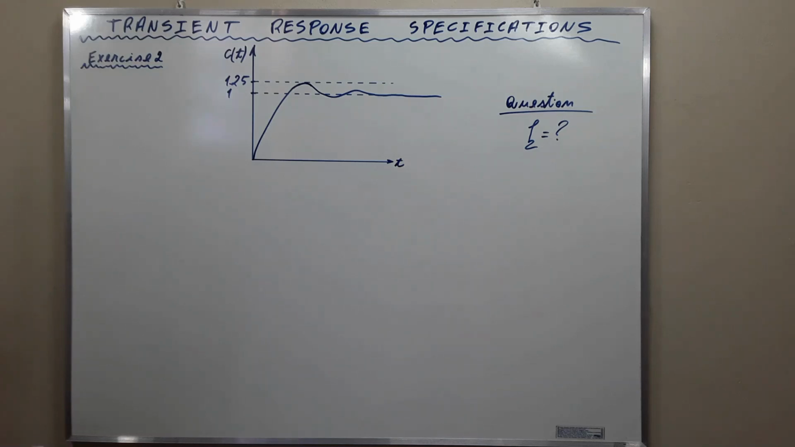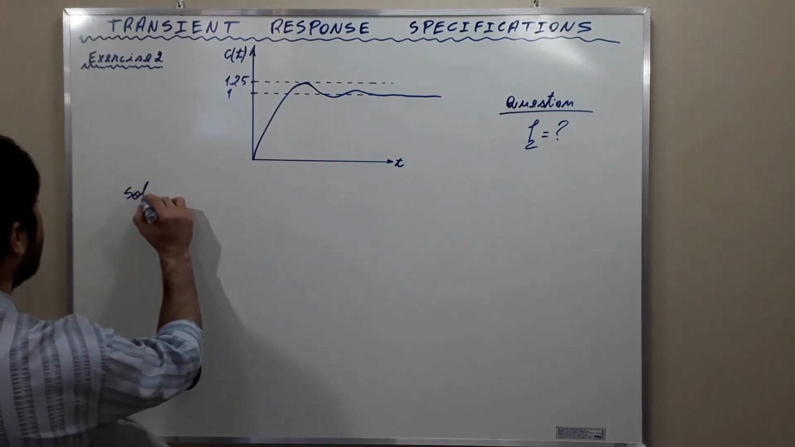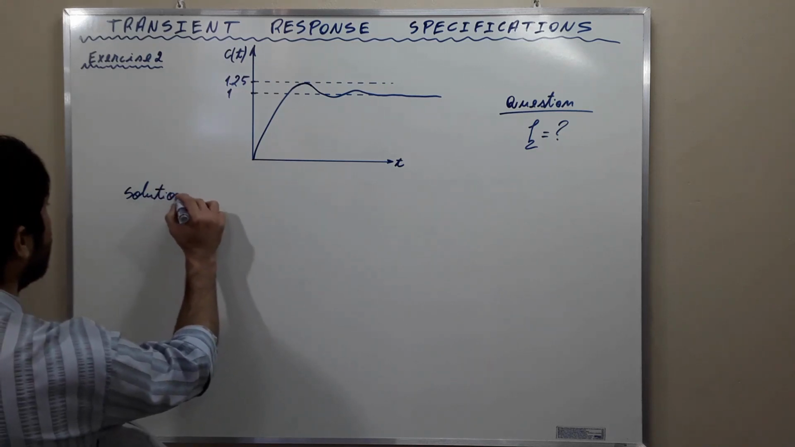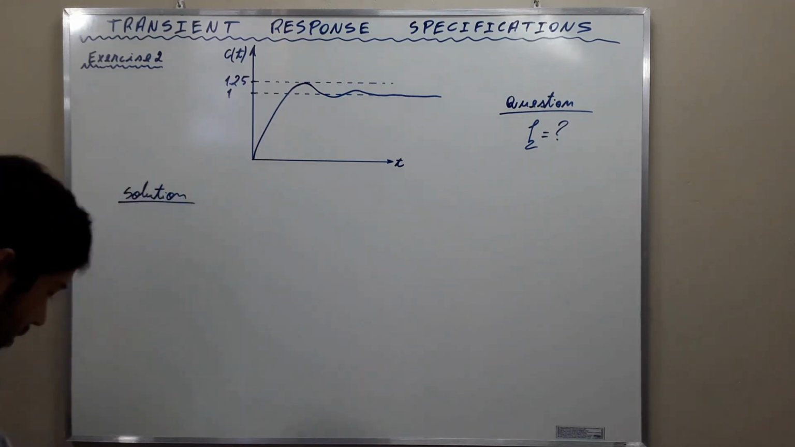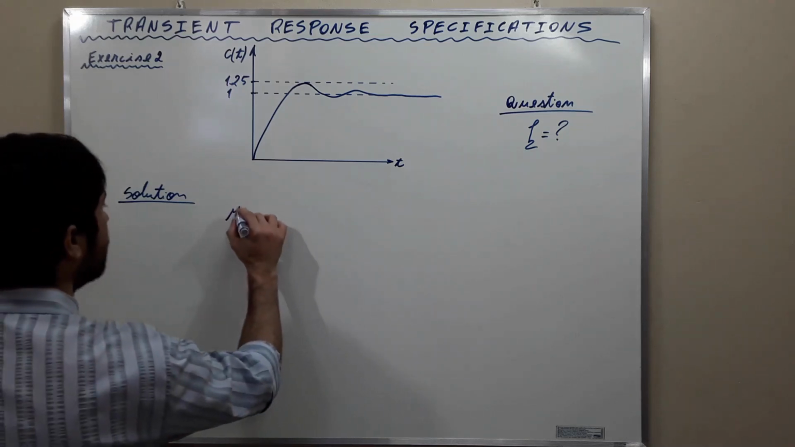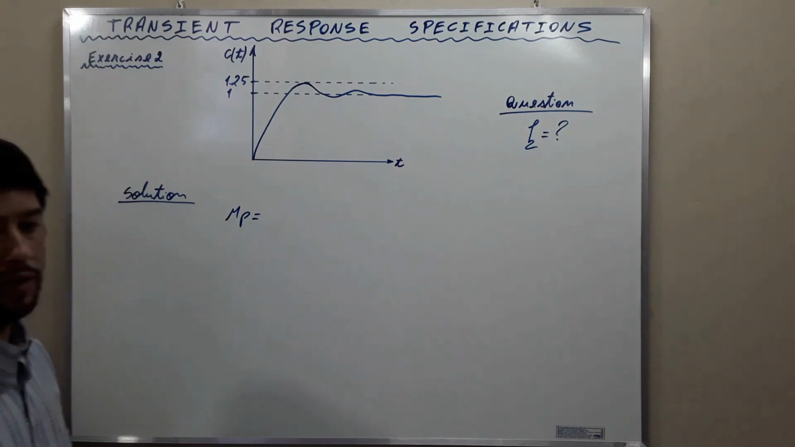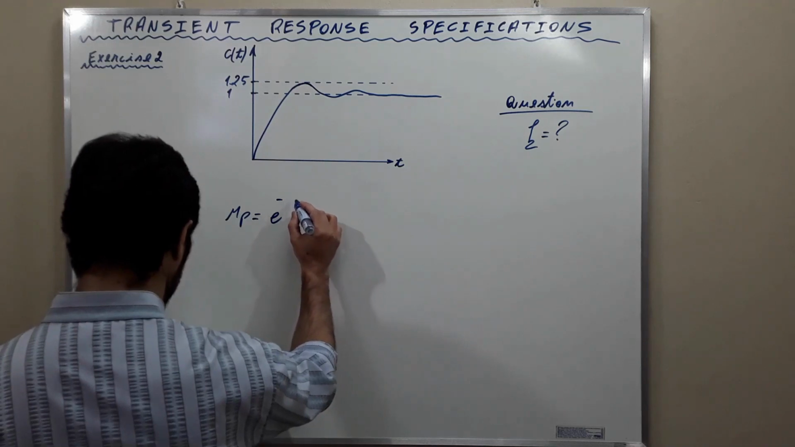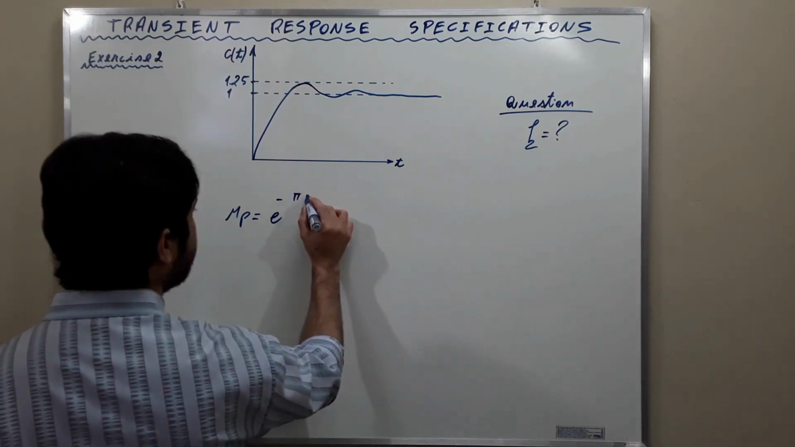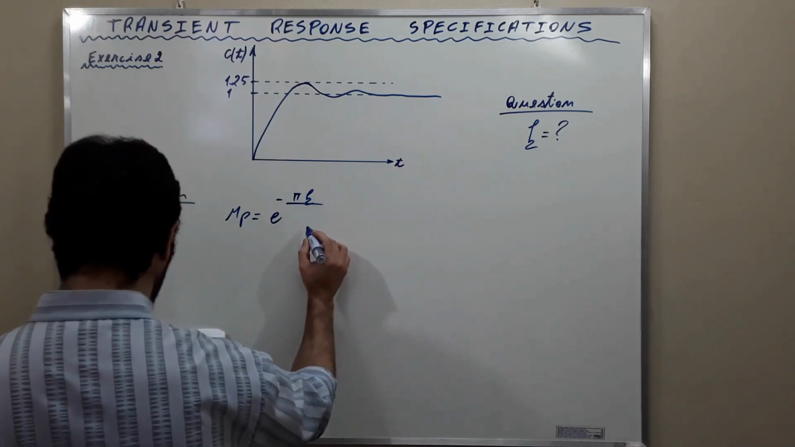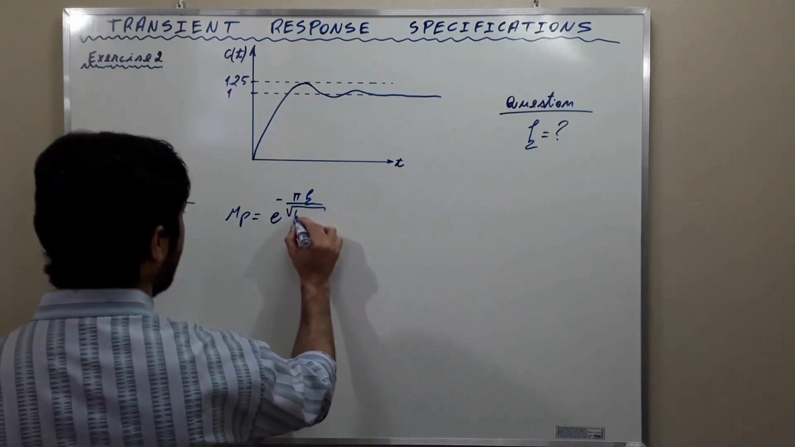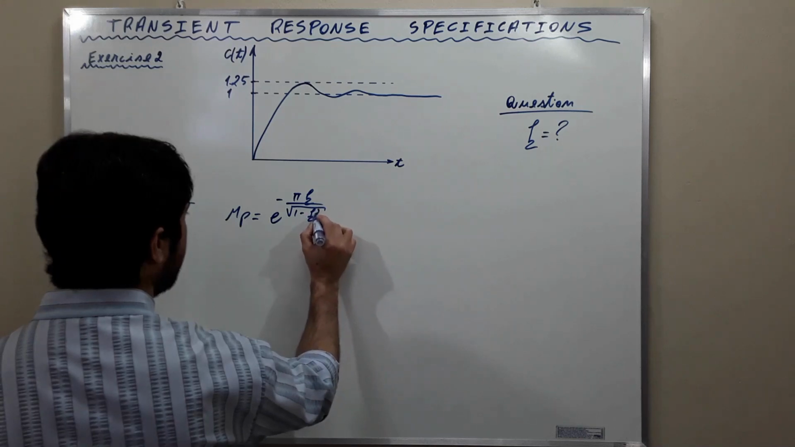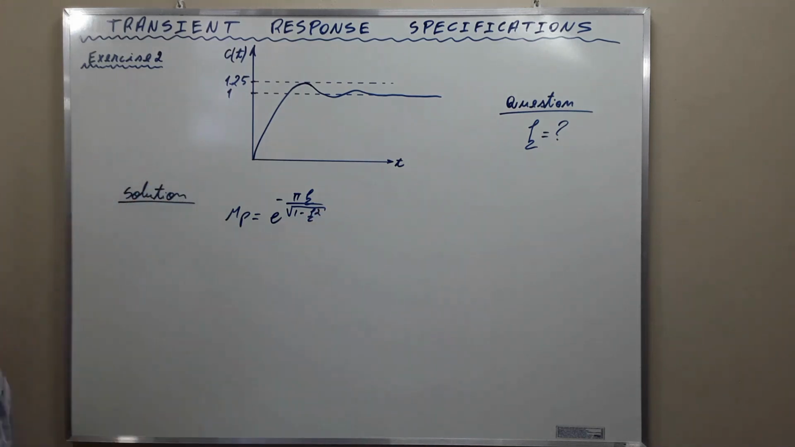To find the value of the damping ratio, we are going to use the expression of the maximum overshoot. The maximum overshoot can be calculated by this expression, e raised to the power of minus pi zeta divided by the square root of 1 minus zeta squared.